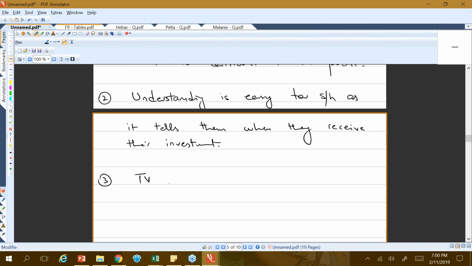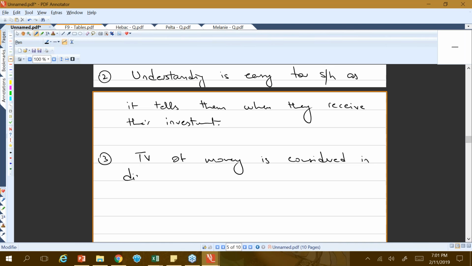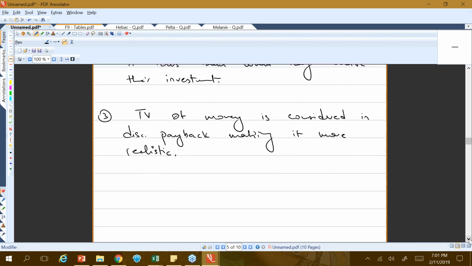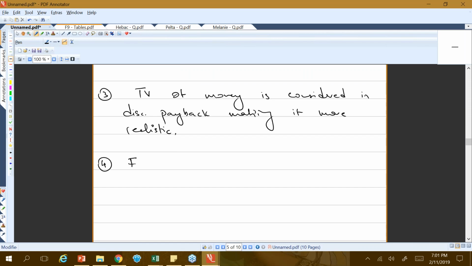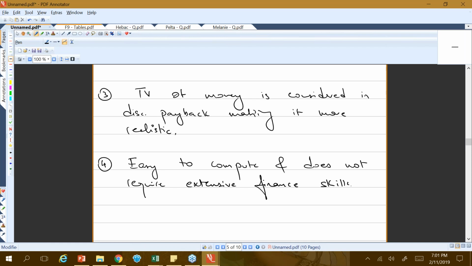Number 3, time value of money is considered in discounted payback, making it more realistic. And 4, it is easy to compute and does not require extensive finance skills. Very simple calculation.